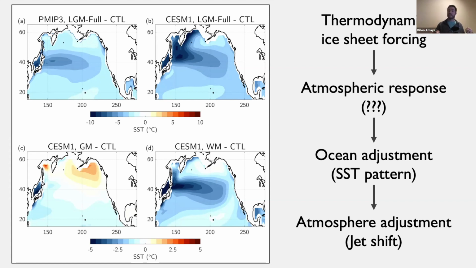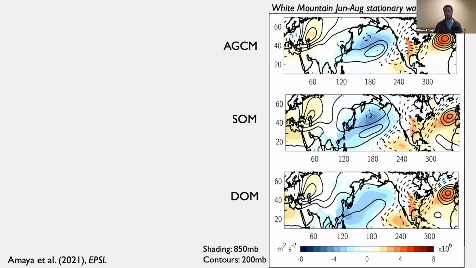And then I'm claiming that the SST pattern then helps the atmosphere adjust and drive a jet shift. So the atmosphere is then going to adjust to that ocean adjustment, right? Because they want to be in equilibrium in a coupled climate system. So the first part of this presentation, I've mostly focused on these last two little bullet points here, but now we need to think about what is the direct atmospheric response to thermodynamic ice sheet forcing, and how does that create an SST pattern to begin with? And the way that we're going to do that is by looking at seasonal atmospheric circulation anomalies.